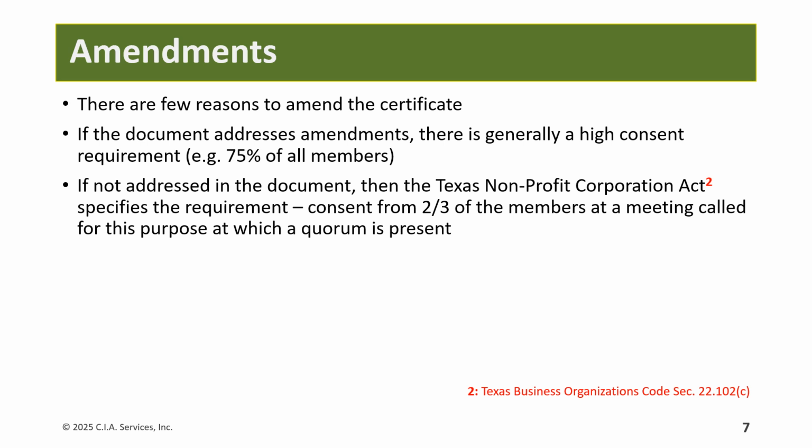However, if you use the standard form by the state, which doesn't have any amendment language, then the Texas Nonprofit Corporations Act addresses amendments to articles of incorporation or certificates of formation. And that says, if you want to amend that document, consent is needed from 2/3 of the members at a meeting called for this purpose at which a quorum is present.